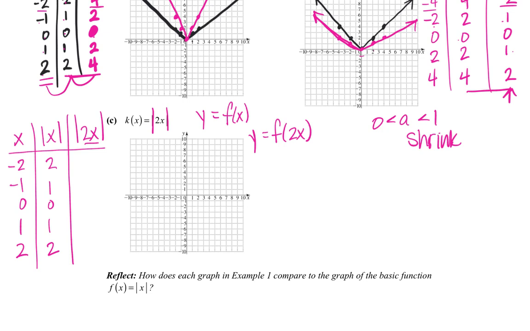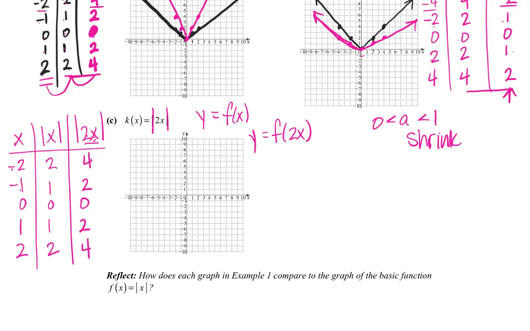So now 2 times -2 is -4, and the absolute value of -4 is 4. -1 times 2 is -2, and the absolute value of -2 is 2. This is going to be 0. 2 times 1 is 2, the absolute value of 2 is still 2. And 2 times 2 is 4, the absolute value of 4 is still 4.